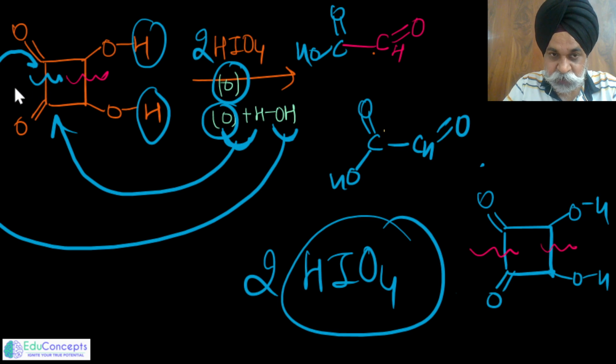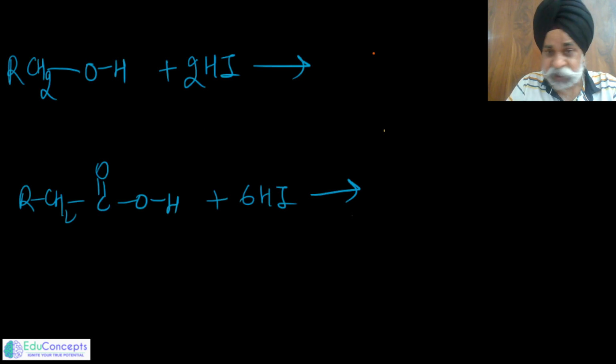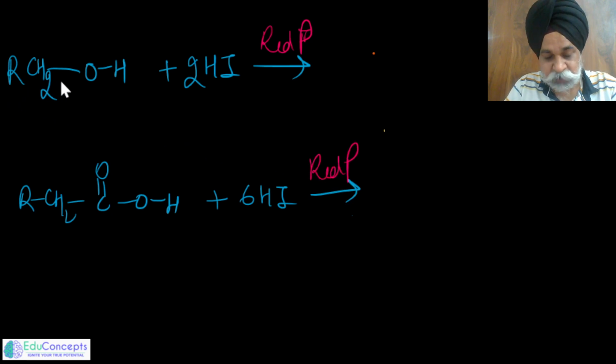And when you have to do the cleavage of adjacent CO groups, you have to take along water also. Then only you can get the carboxylic acid. Another thing is HI. In the presence of red phosphorus, it is a very good reducing agent which reduces many oxygen containing compounds, just like alcohols.